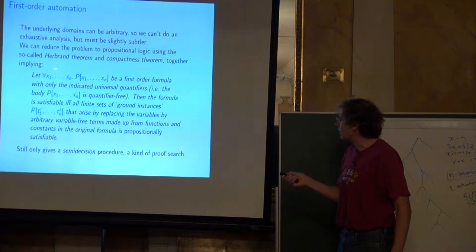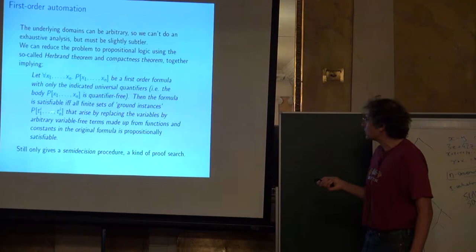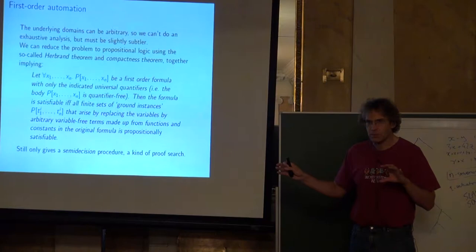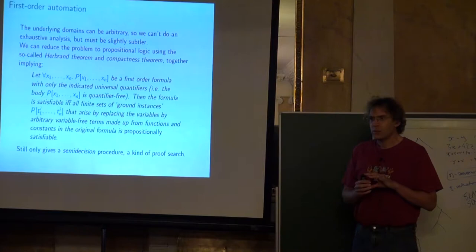So this formula, the theorem says basically that the formula is satisfiable if and only if all finite sets of ground instances that arise by replacing the variables by arbitrary variable-free terms are propositionally satisfiable. So this is a bit of a mouthful. Intuitively, your first-order formula has some set of function symbols which you may have actually expanded because of Skolemization. So consider all possible terms that you can build up just using the constant symbols.